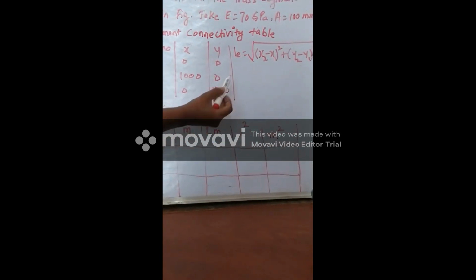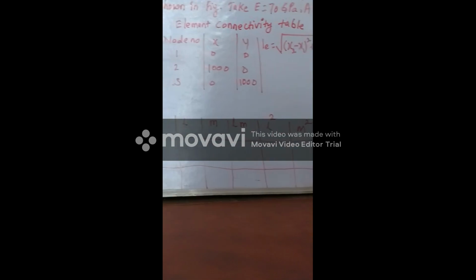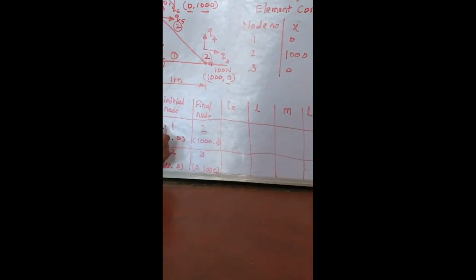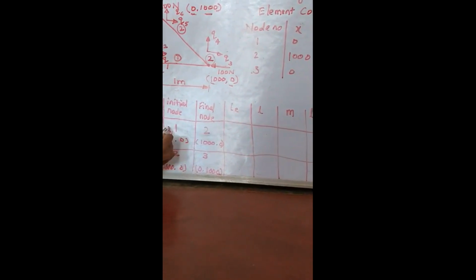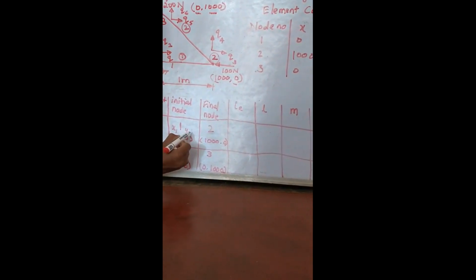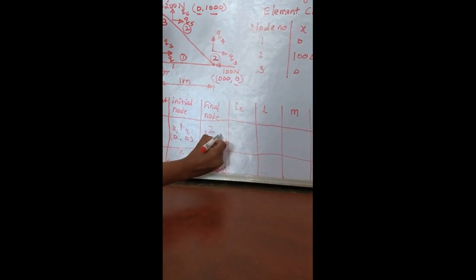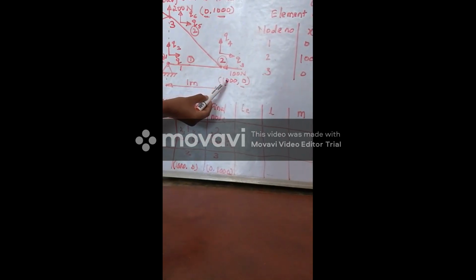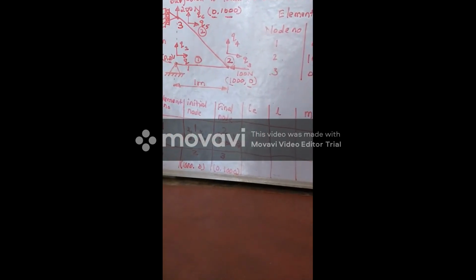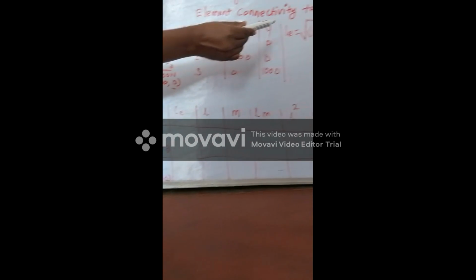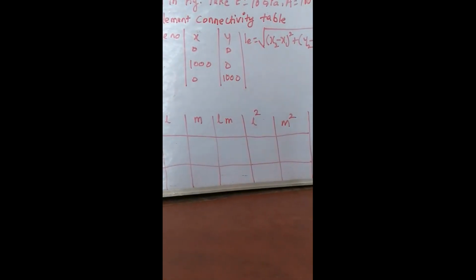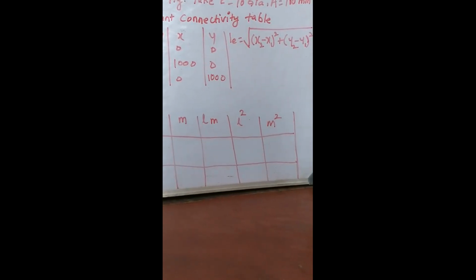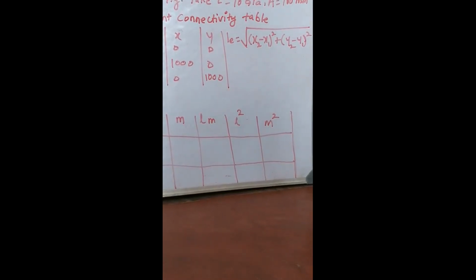So now we will consider element 1. You can treat this as x1, this as y1, this as x2, and this as y2, for element 1. These values you can substitute into that final equation, which is the length of the element. Once you substitute, you will get the value of LE.